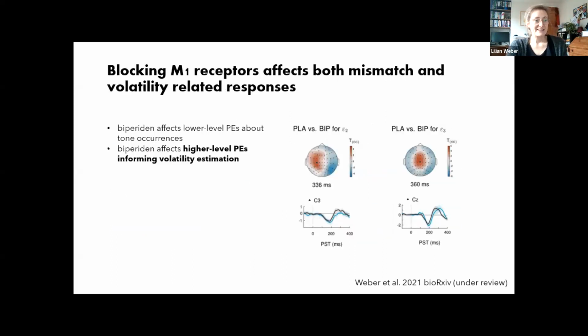Now let's briefly look at the drug effects. Overall, our results were very supportive of the idea that the MMN is differentially sensitive to these two neuromodulatory systems, because the only drug that showed any effect was biperiden. So blocking M1 receptors in the brain affected both mismatch-related components, but also the interaction of mismatch and volatility. And in the model-based analysis, this translated to an effect on both the low-level and the high-level prediction errors, both of which looked like a shift in the latency of the main component.